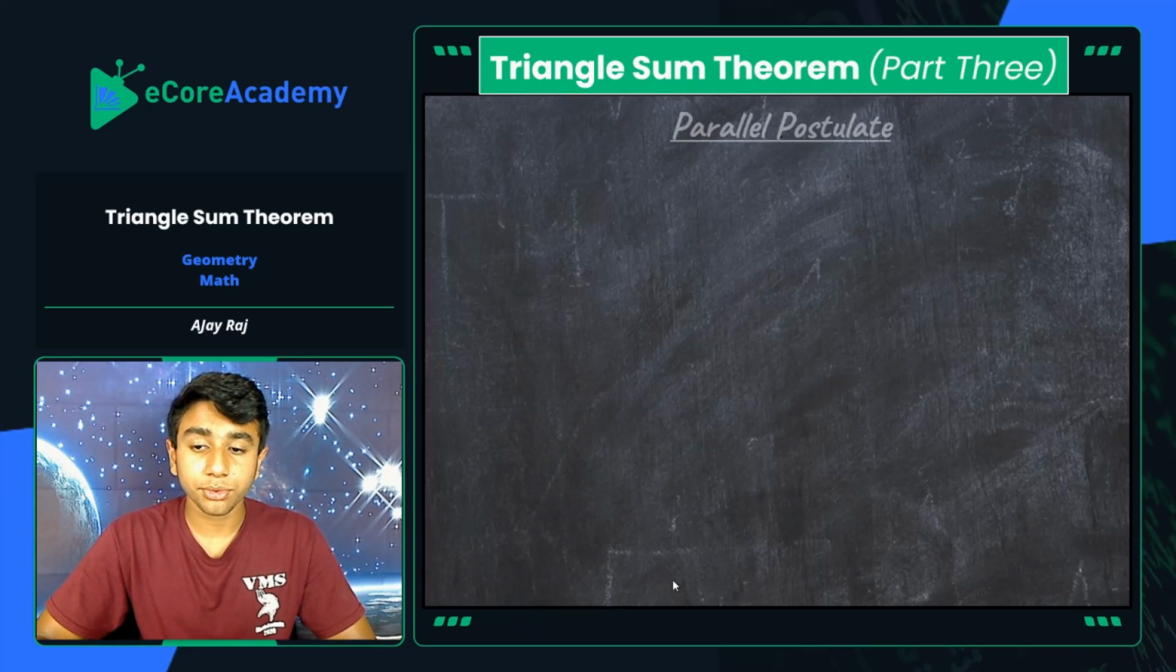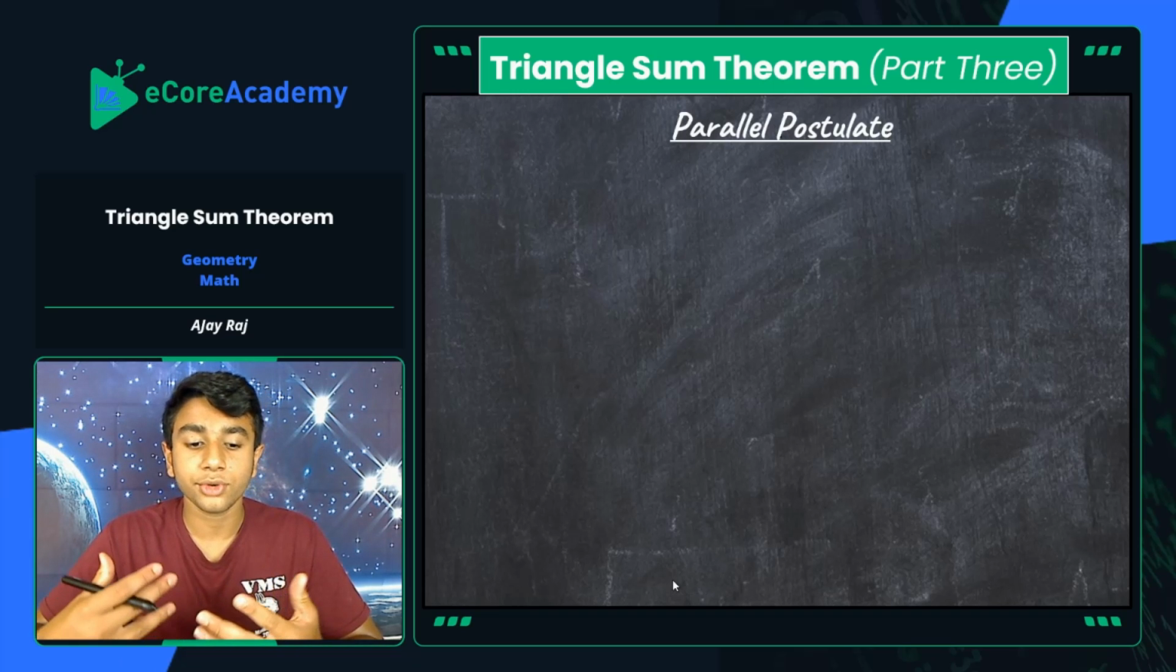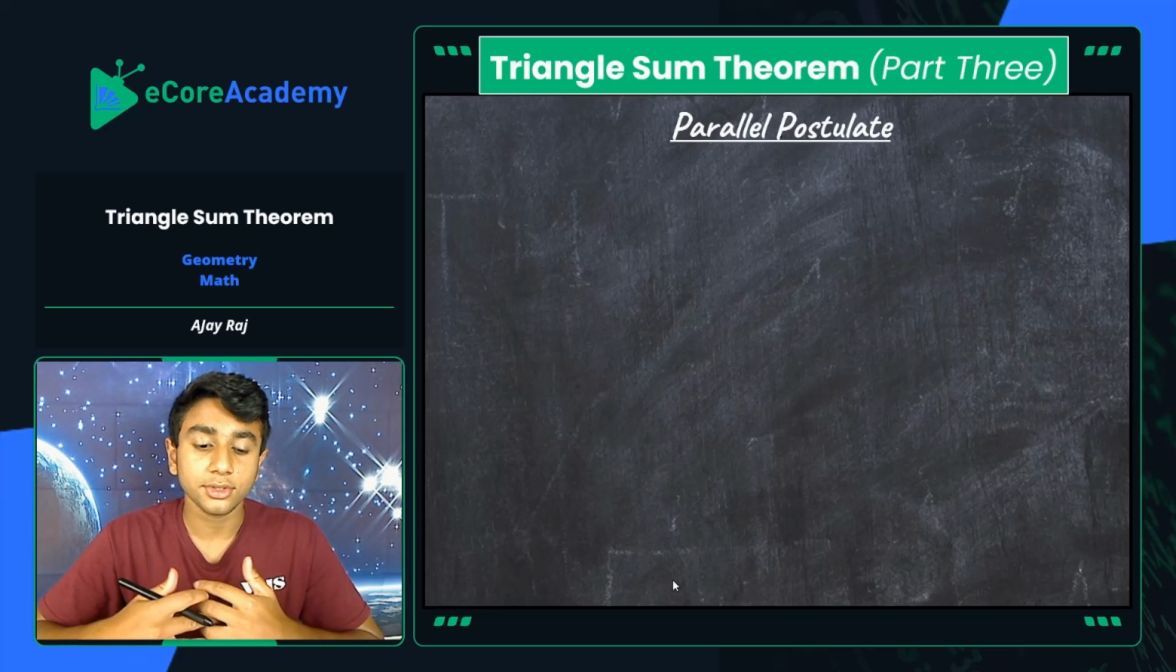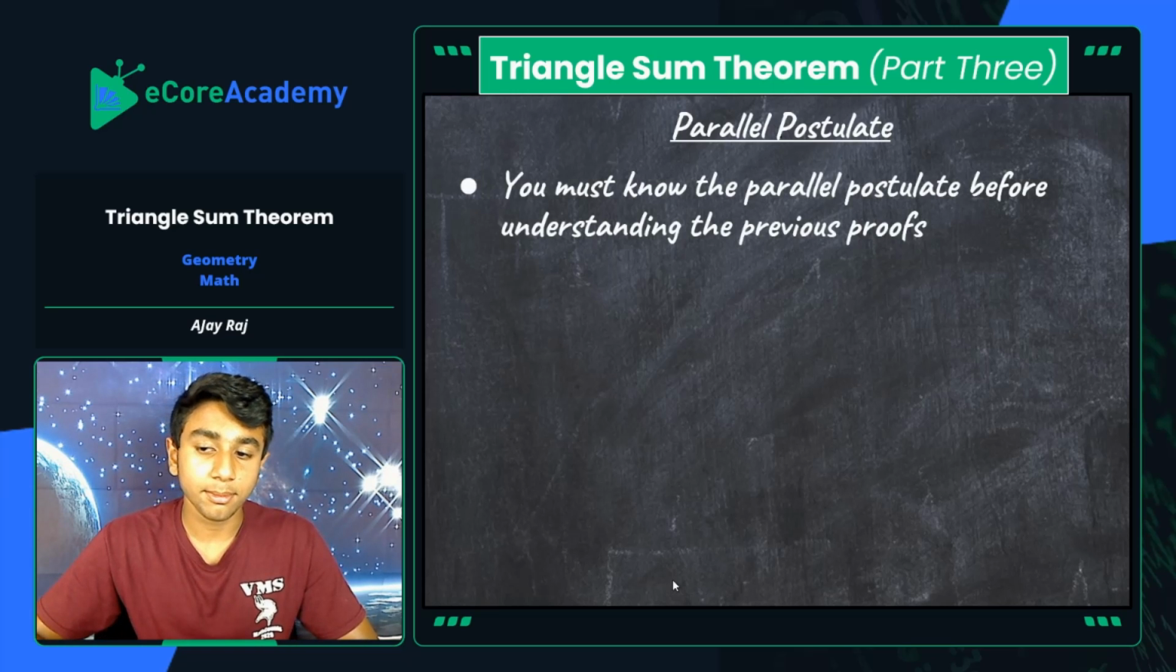Triangle sum theorem part 3. Let's look at the parallel postulate. The parallel postulate is actually the form of proof for the triangle sum theorem, and I'll show you later on how exactly that relates to triangles. You might not understand it now. I won't explain it just yet because we have to get into triangle mid-segment theorems, these different triangle segment theorems, and then I'll show you exactly how the parallel postulate applies, but I wanted to get this out there first. You must know the parallel postulate before understanding the previous proofs, and the previous proofs will also be added to the proofs that we'll learn later on.